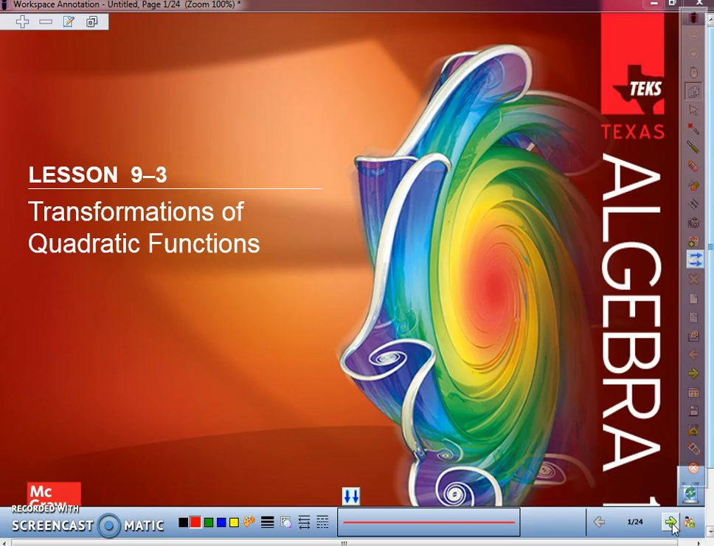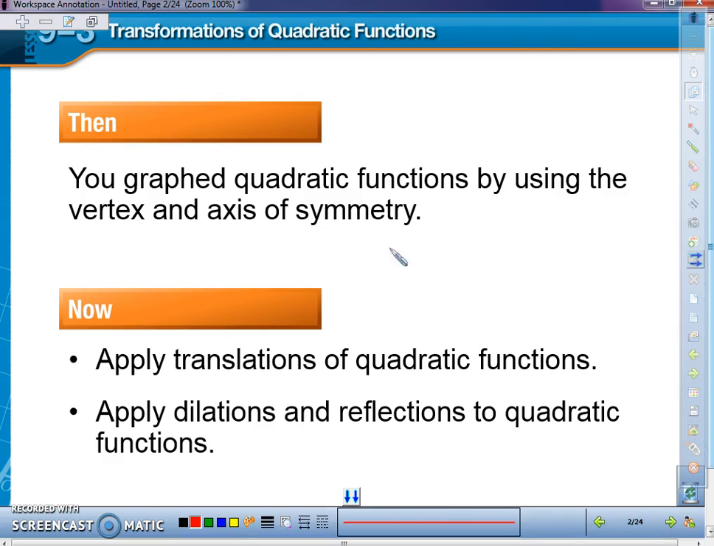We got a lot of slides, but it'll be pretty quick. All right, so we've graphed quadratic functions. Now what we're going to do is translate those. We're going to move it around. And we're also going to know what dilations and reflections are and all kinds of stuff.